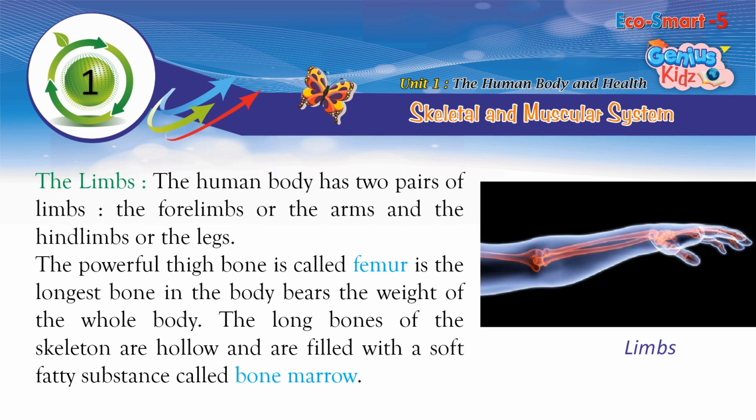The limbs. The human body has two pairs of limbs, the forelimbs or the arms and the hind limbs or the legs. The powerful thigh bone, called the femur, is the longest bone in the body and bears the weight of the whole body. The long bones of the skeleton are hollow and are filled with a soft fatty substance called bone marrow.